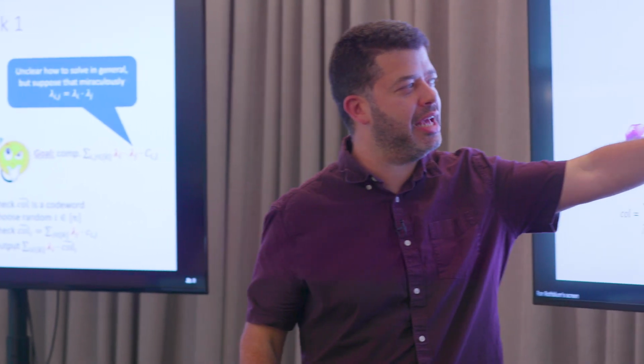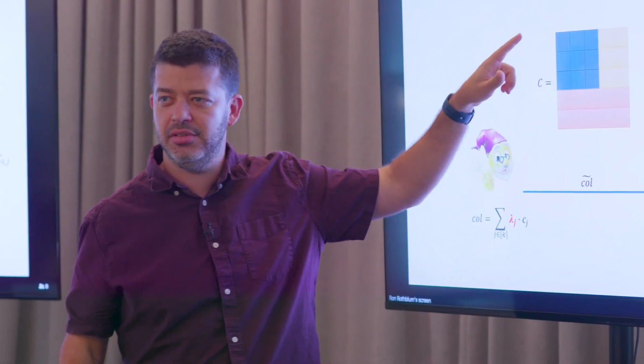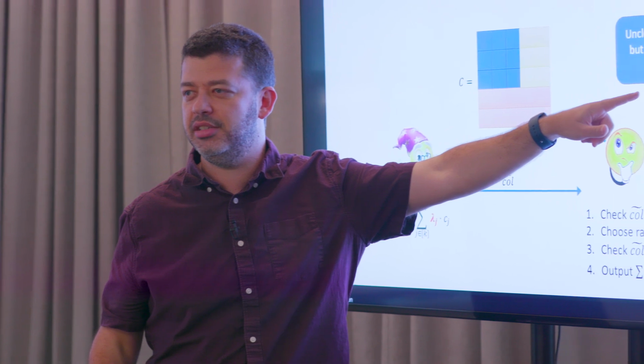So if I think of this lambda ij as a matrix of coefficients, do you remember what this kind of matrix is called if it has this property?